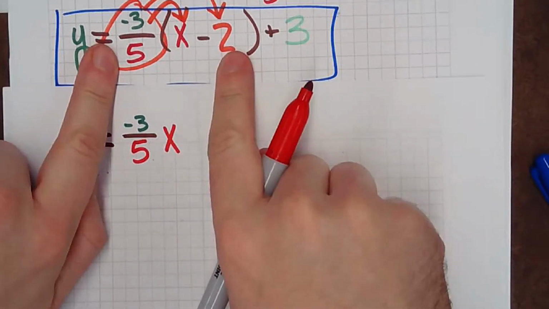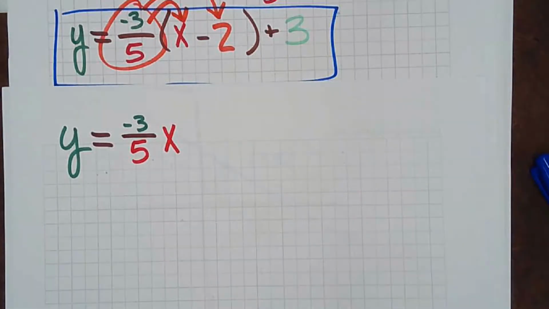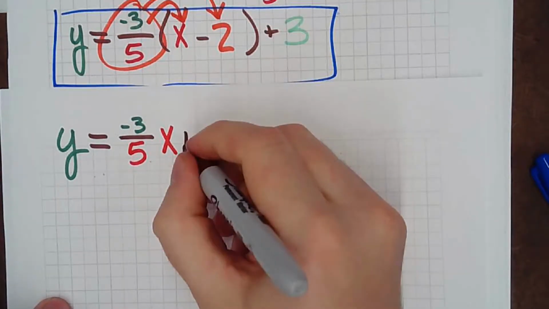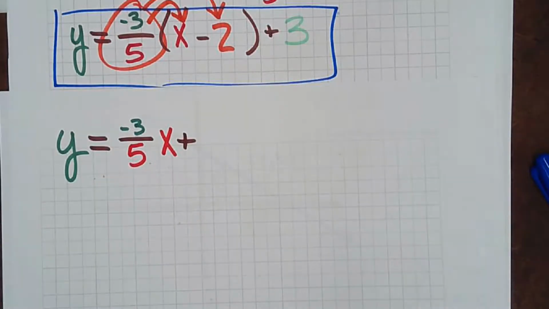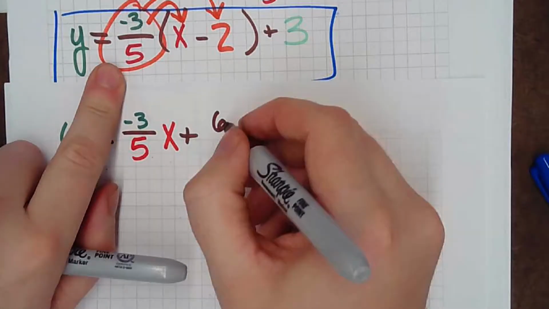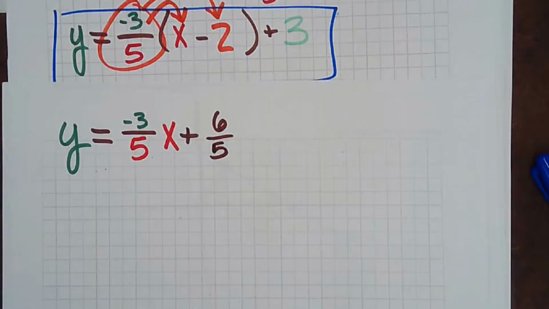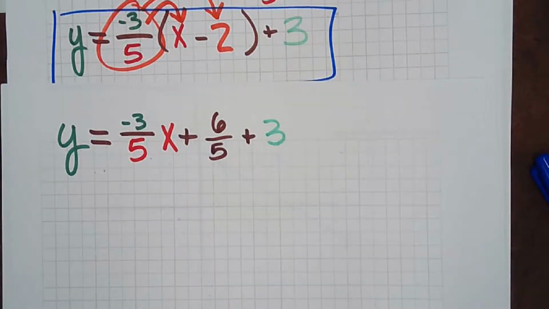Then we do this. A negative times a negative is a positive. So it's going to be positive whatever it is. That's kind of nice to know. And then we have 3 times 2, which is 6, and then it's divided by 5. Well, 6 divided by 5 is just 6/5. And then we have this plus 3 that's kind of sticking along here. So as you can see, we're really close to slope-intercept form.